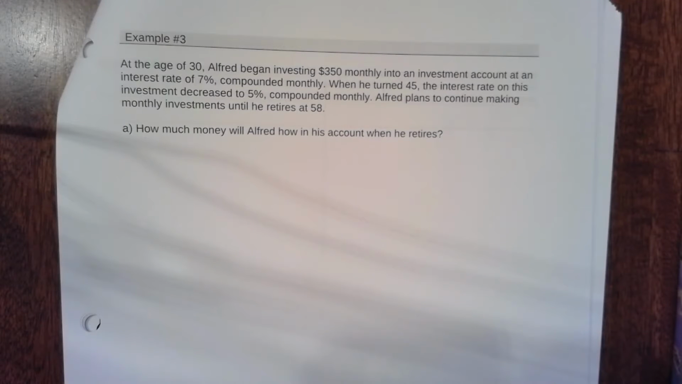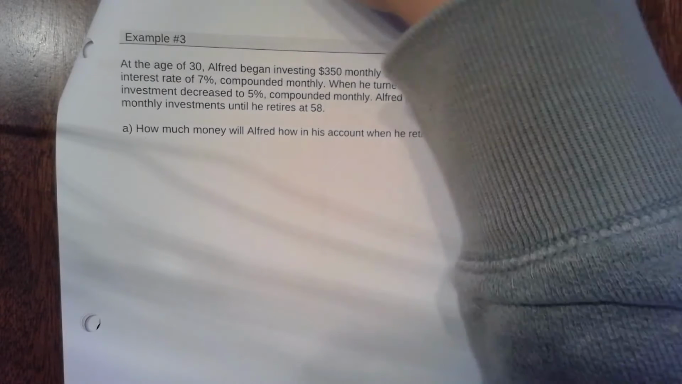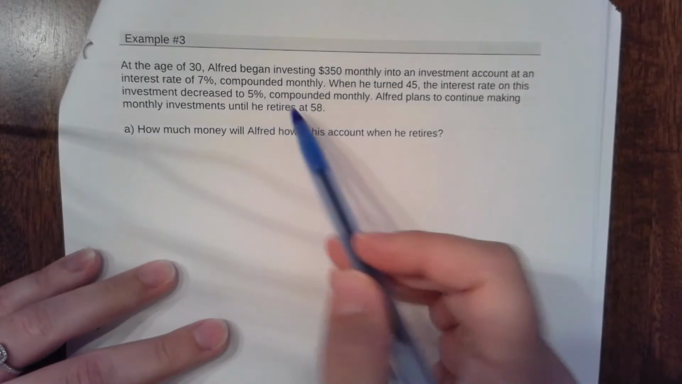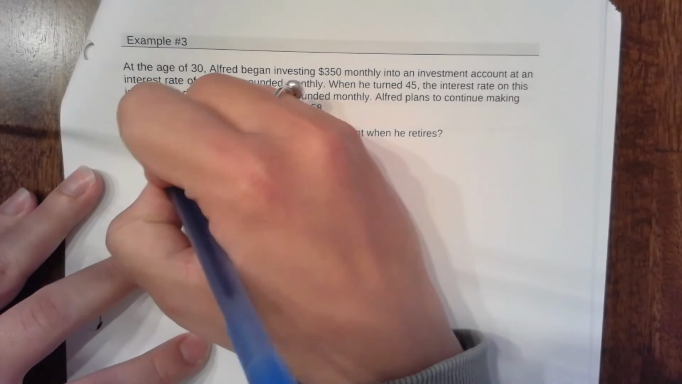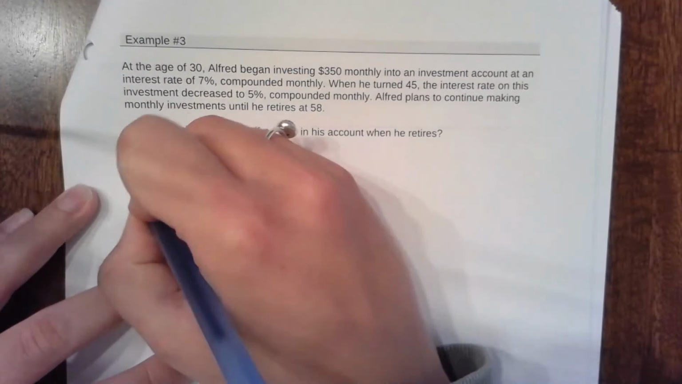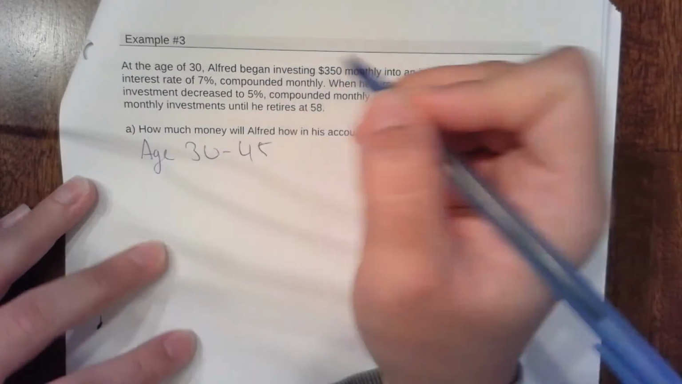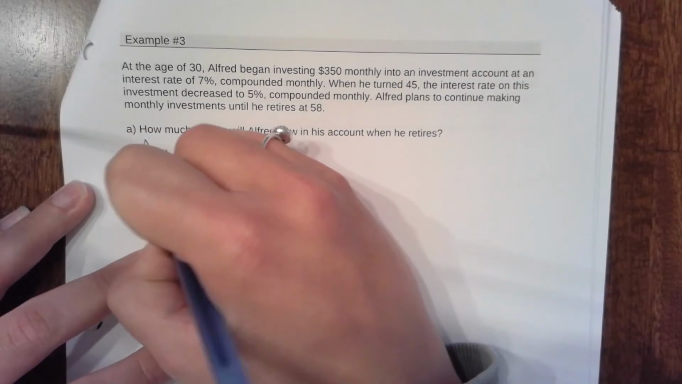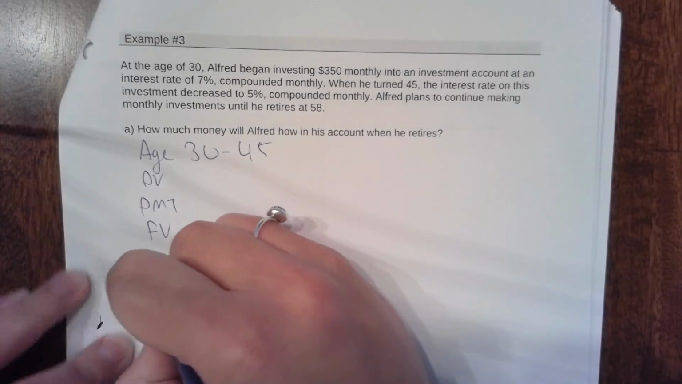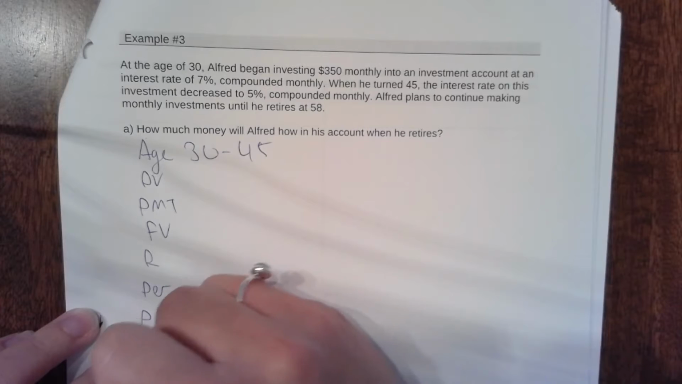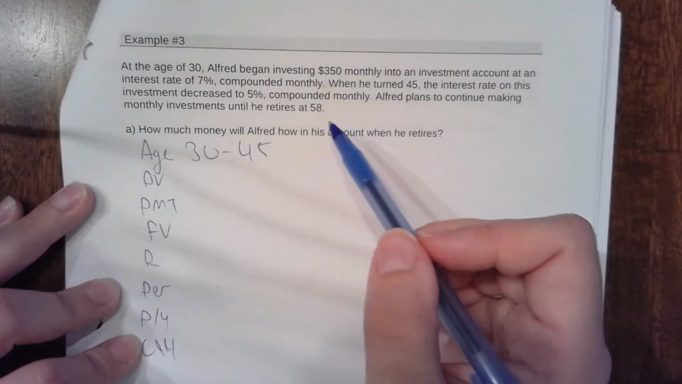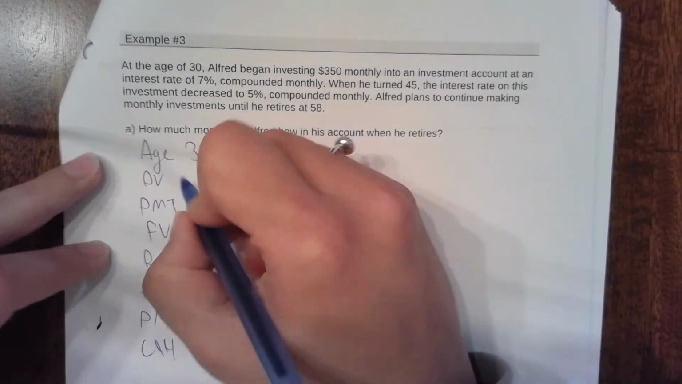Okay, we're going to treat this as two different investments. We're going to treat this as two different accounts because this big change happens halfway through. So, age 30 to 45. I'm going to write down my variables here. Can't remember what they are. PV. Okay, so is there any money in there at the beginning? No, so present value is 0.